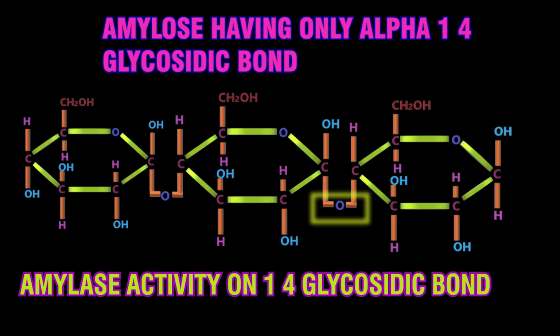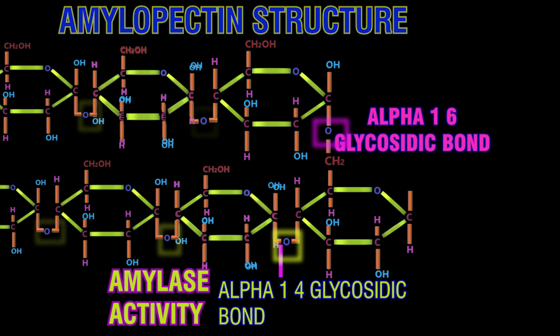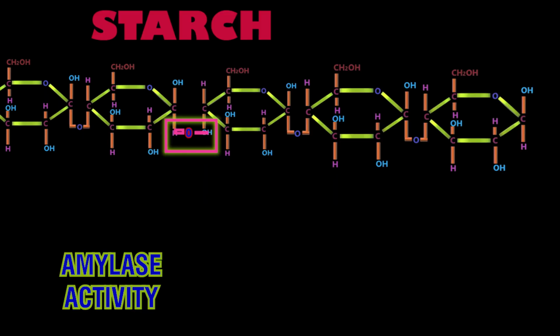alpha-1,4-glycosidic bonds. Amylopectin is a branched chain with alpha-1,6-glycosidic bonds at the branching points and alpha-1,4 linkages everywhere else. Amylase acts specifically on alpha-1,4 glycosidic bonds to liberate dextrins and finally maltose and glucose units. The optimum pH of amylase is 6.9 to 7.